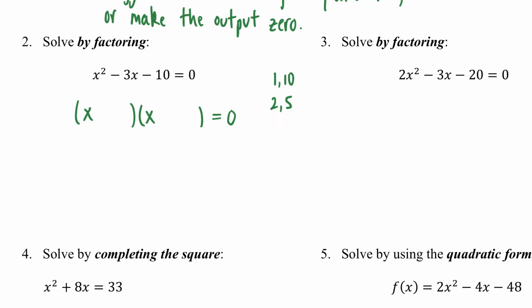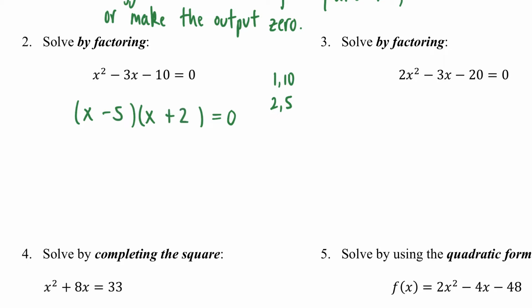Okay, so we've got these potential combos, right? So maybe it's 1 and 10, 10 and 1, or maybe it's 2 and 5. But basically the idea here is whatever numbers you pick, we've got to get to negative 3. So between these two, how are we going to get to negative 3? Well, I would say 5 and 2 can get us to negative 3. How are they going to get us there? We need to subtract 5. We need to add 2.